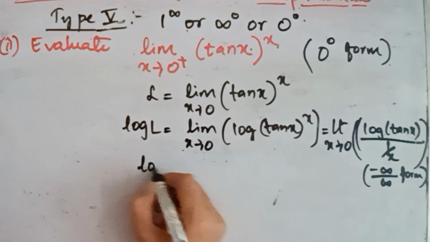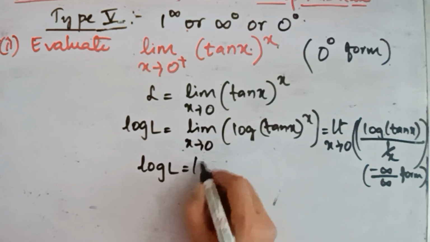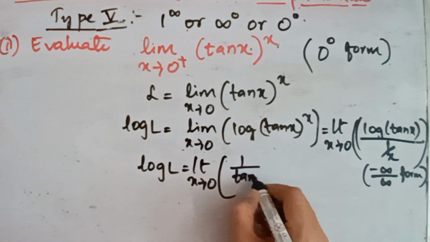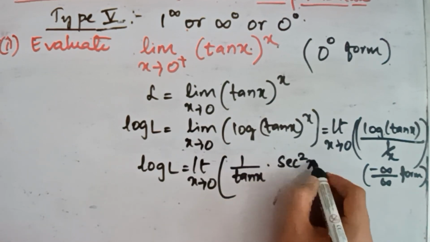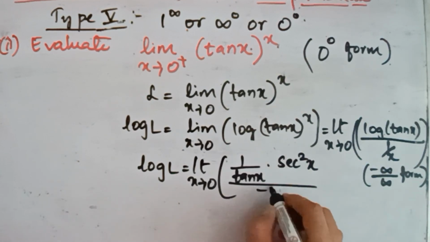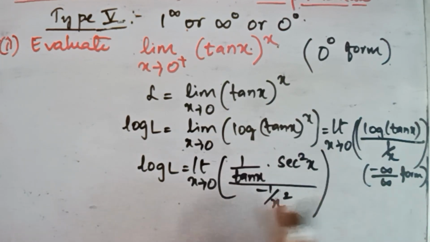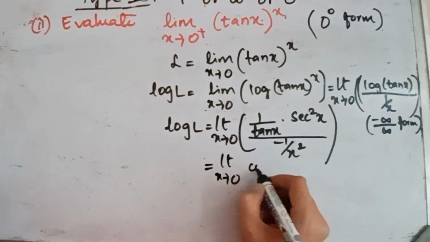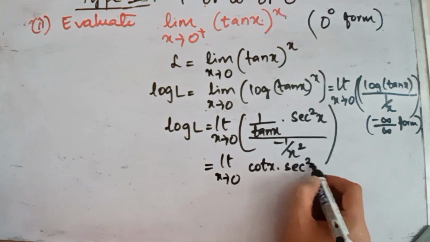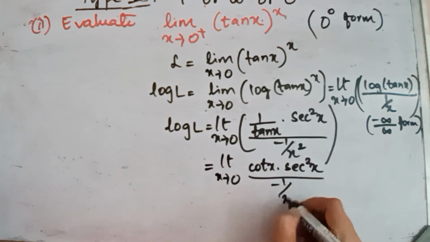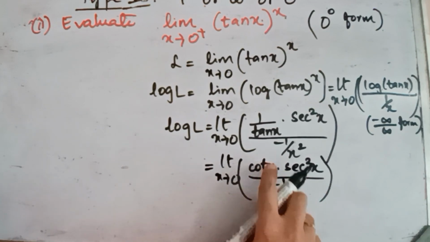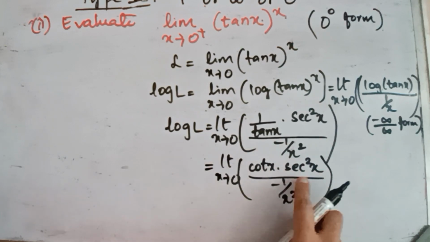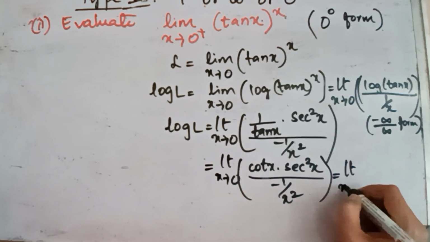So this gives you log L equal to the limit as x tends to 0 of the derivative of log of tan x, which is 1 by tan x into the derivative of tan x, secant square x, divided by the derivative of 1 by x, which is minus 1 by x square. Now I'll rewrite this as limit as x tends to 0 of 1 by tan, which is cot x, into secant square x divided by minus 1 by x square. Now cot is cos by sine and secant square is 1 by cos square. So one cos cancels.